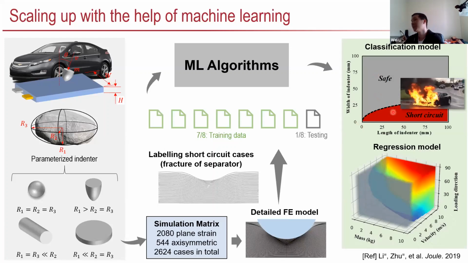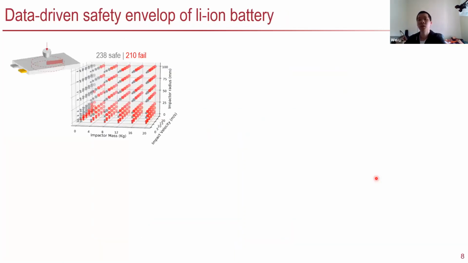With this model, we can tell under certain conditions if the battery is safe or if it will short circuit. And also for those short circuit cases, we can do a regression model. This can tell us under this condition what the maximum intrusion is. So this is one example, with some details about it.